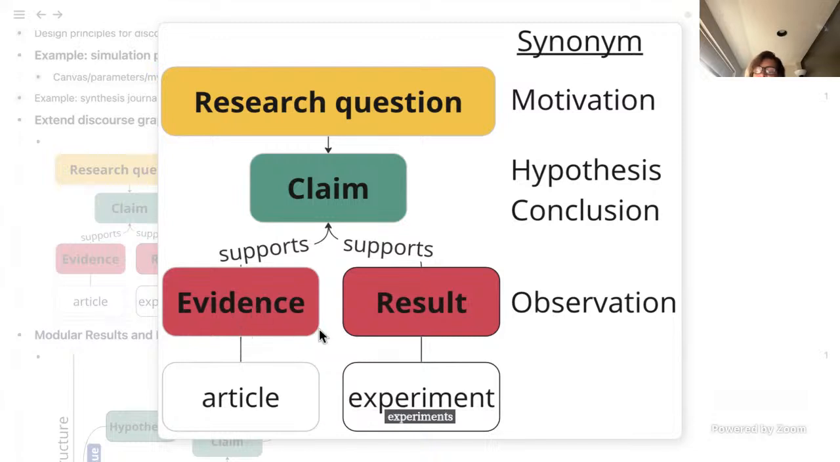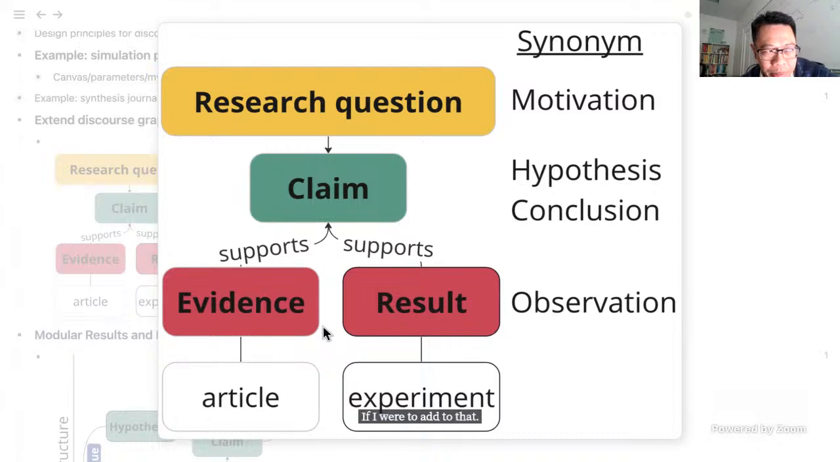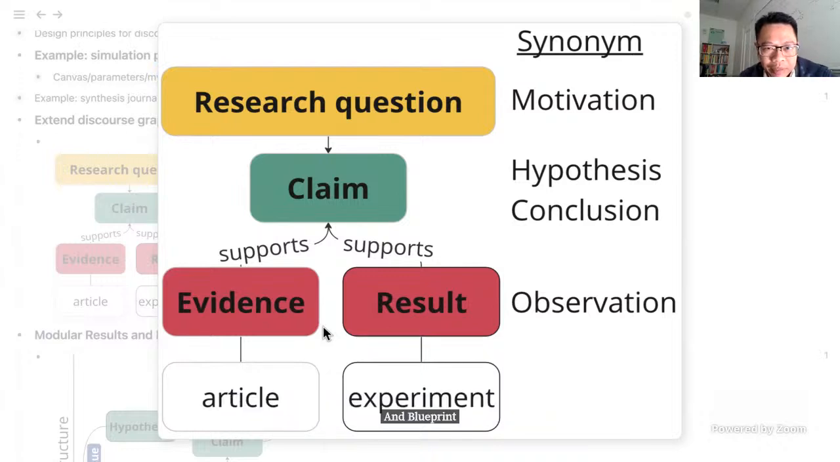Cool. It is lovely. It's a very, very nice idea. Thank you. If I were to add to that, I think Terence Tao has a PFR theorem project that he's doing right now, where he's using a software called Blueprint, and Blueprint seems to have a lot of overlapping features with discourse graphs.